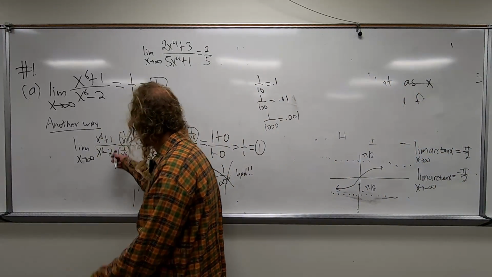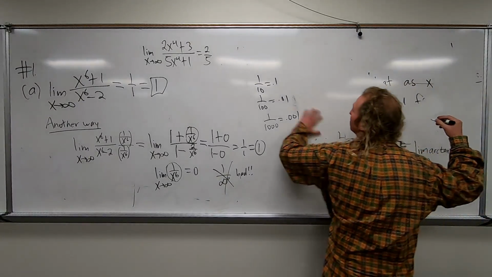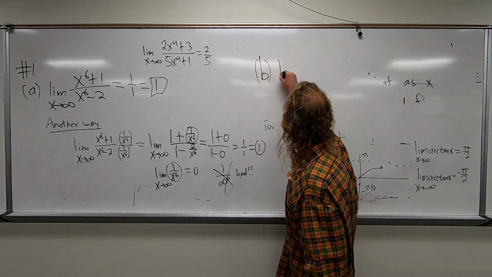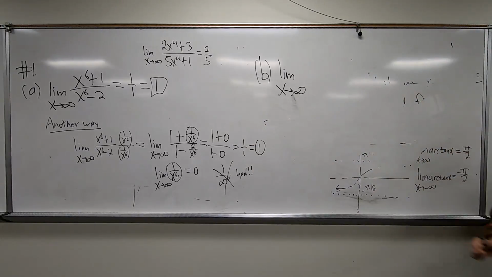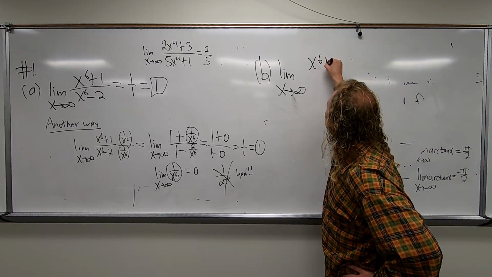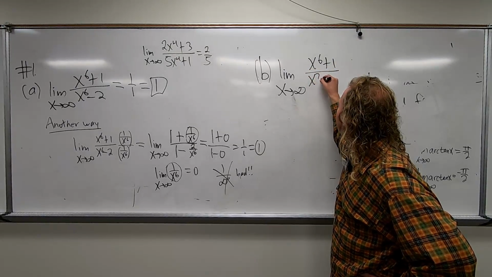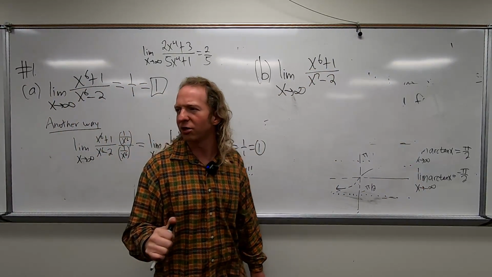Yep. Any questions on this one? All right, B, let's do B. So it's the limit as x approaches infinity of x to the 6th plus 1 over x to the 7th minus 2, I believe. Is that right? Minus 2? Thanks, Josh. Josh, is it Josh? Yeah. Really? Okay.